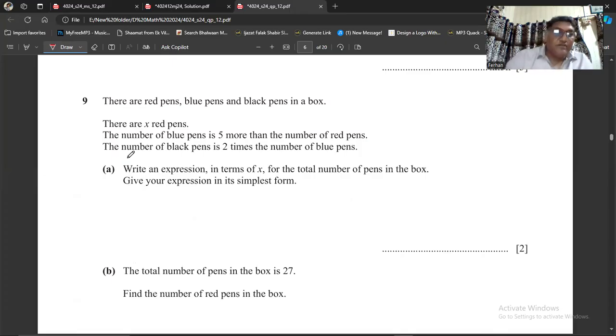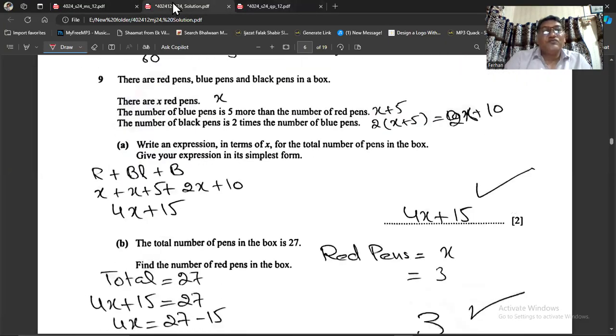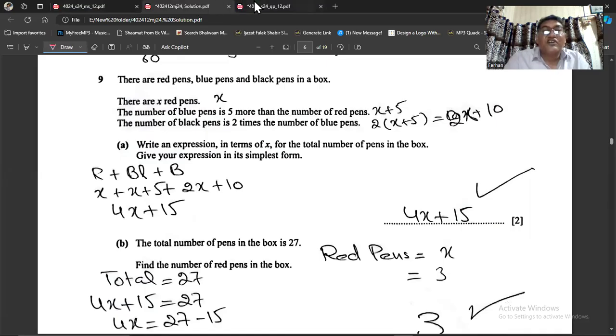So the red pens are X, the blue pens are X plus 5, and the black pens are 2 times the blue pens. So 2 bracket start X plus 5 bracket close. So that will be 2X plus 10. So add up all the red pens, blue pens, black pens. So it will be X plus X plus 5 plus 2X plus 10. So it will be 4X plus 15. So the expression for the total number of the pens is 4X plus 15. Let's check. 4X plus 15 is the right answer, sir.